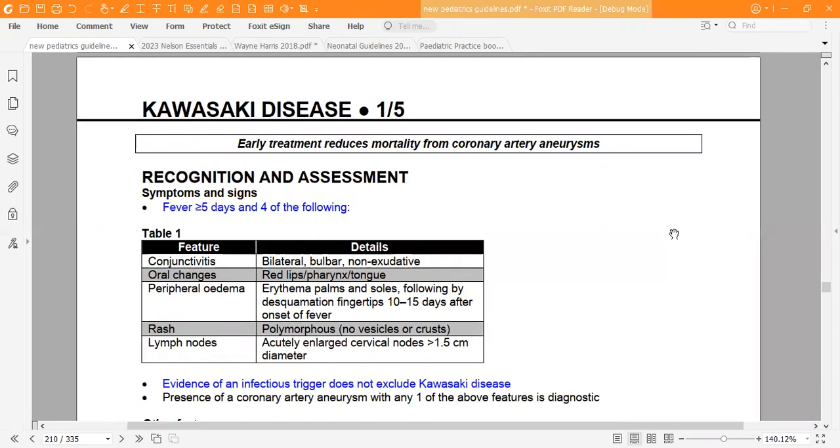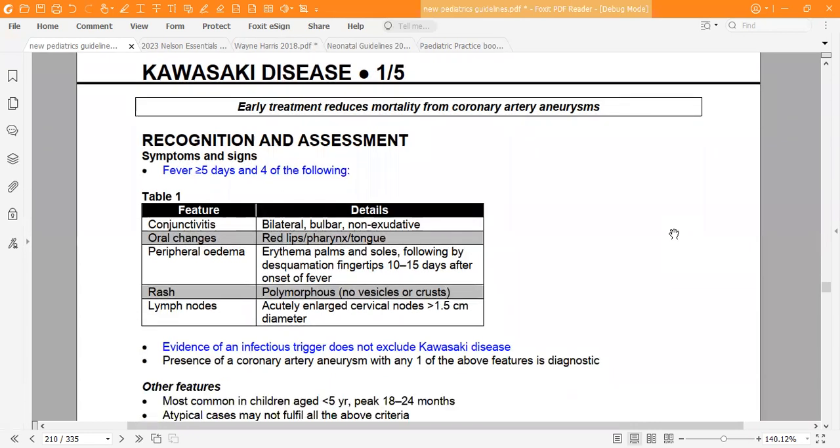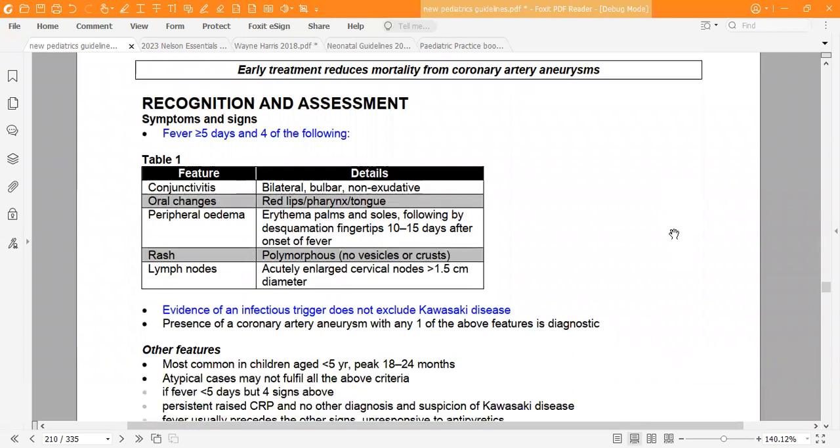So all of us know Kawasaki disease, characterized by a fever for 5 days or more, and 4 of the following. So this is the criteria for how we diagnose Kawasaki disease. So fever plus 4. Okay. So which are those 4?